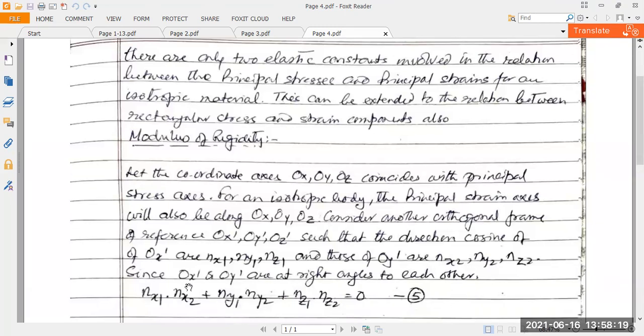Now, as OX dash and OY dash are at right angles to each other, what will happen? nx1 multiplied by nx2, plus ny1 multiplied by ny2, plus nz1 multiplied by nz2 will be equal to 0, as they are all at right angles to each other.